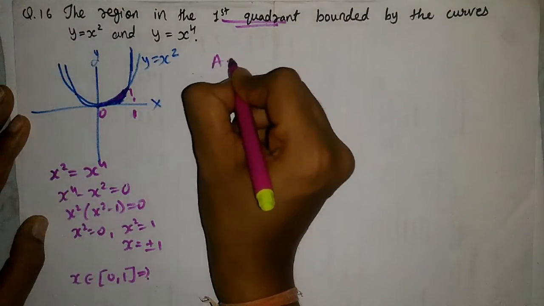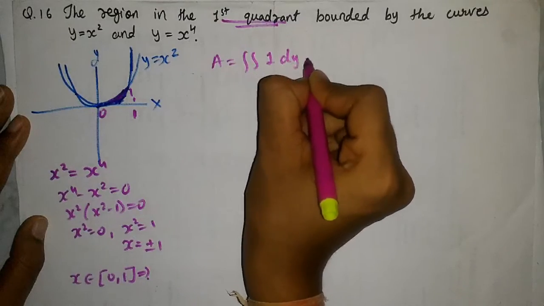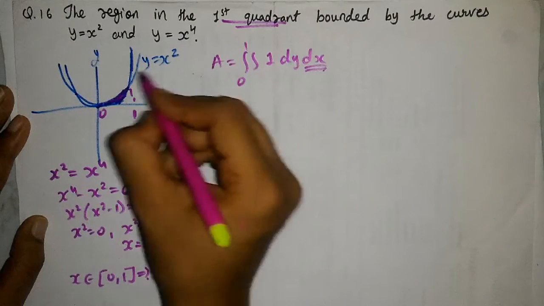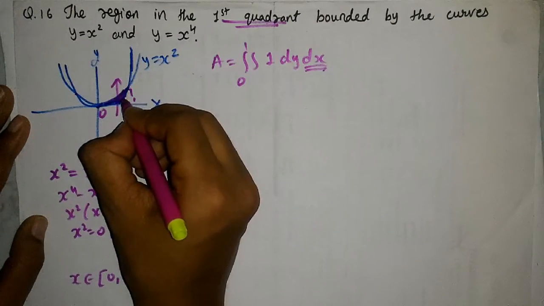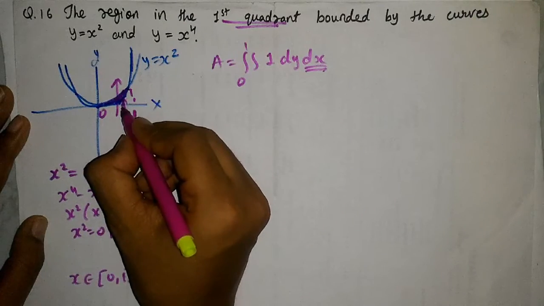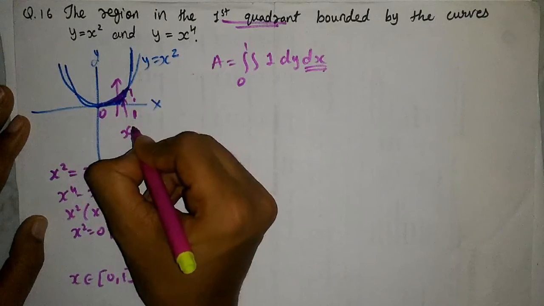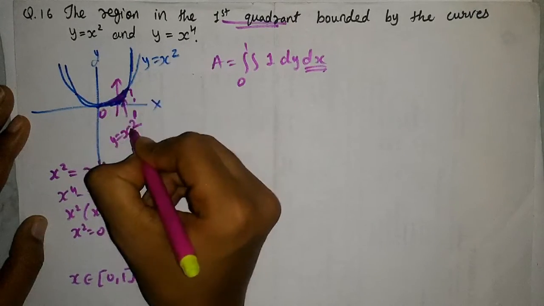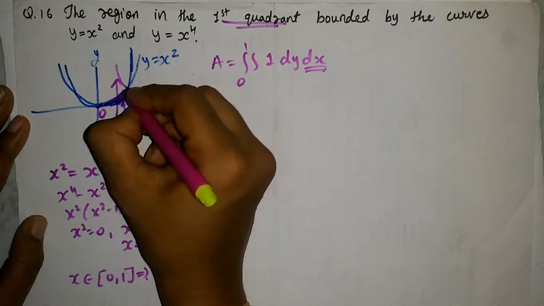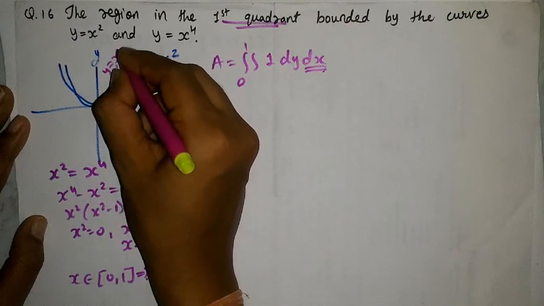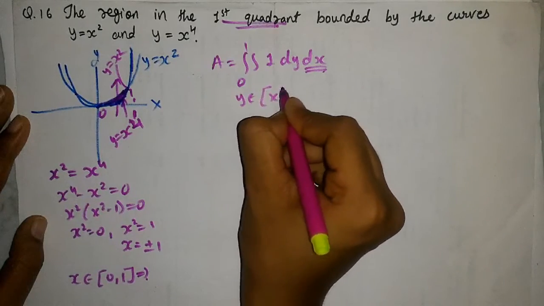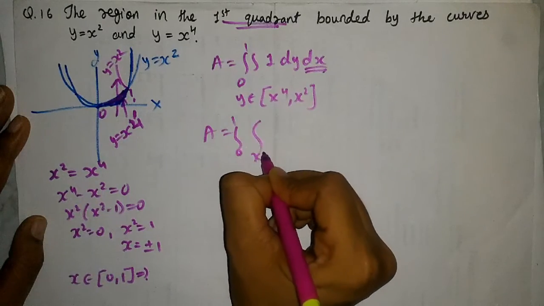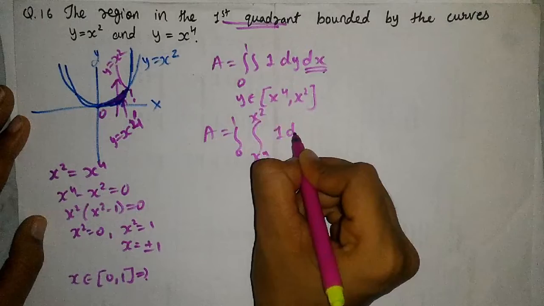Now we know area is equal to double integration of 1 into dy dx, because we have found this constant from 0 to 1. So now when it's dy dx, we draw the vertical line. We can see it's entering from the curve y is equal to x raised to 4, and it's leaving from this curve, y is equal to x square. So y belongs to x raised to 4 to x square. Now area is equal to integration from 0 to 1, y from x raised to 4 to x square, 1 into dy dx.